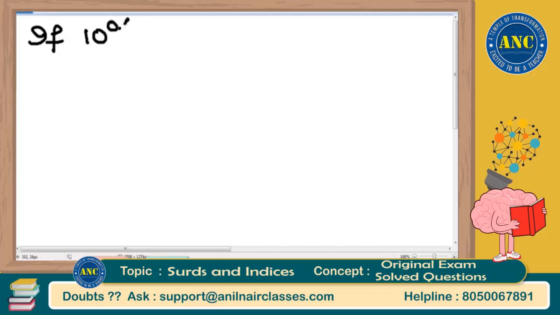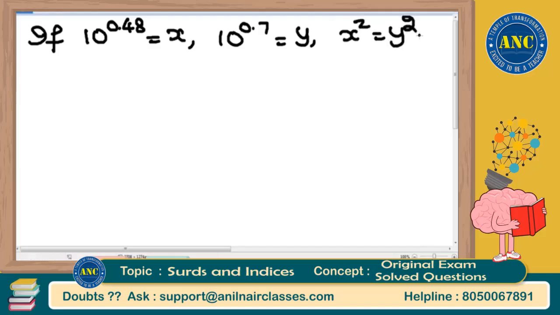If 10 power 0.48 is equal to x, 10 power 0.7 is equal to y, and it is also given in the question that x power z is equal to y power 2, right? Then find the value of z. Very good question. Please know the difference between these two, sir. Here the power is z, here it is 2, right? Don't confuse z with 2. So x power z is equal to y power 2. Find the value of z.